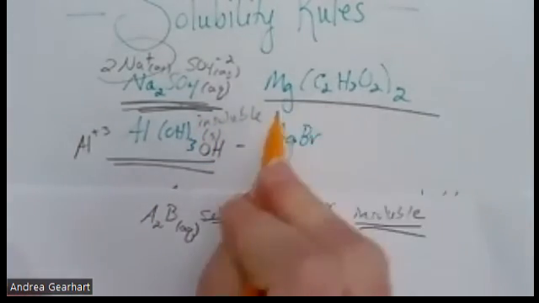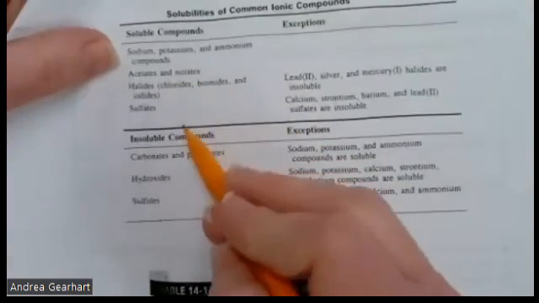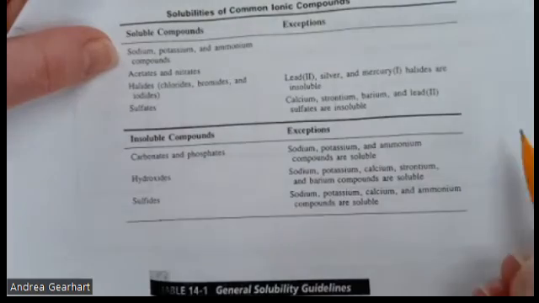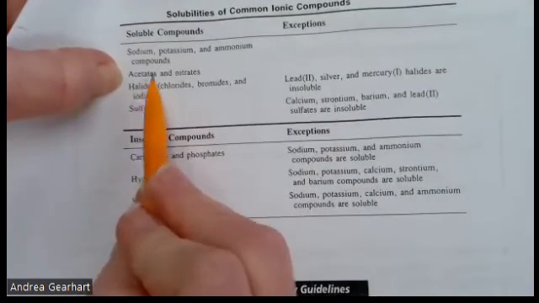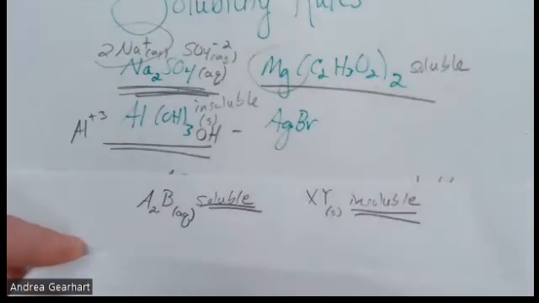All right, let's go to magnesium acetate. So I'll check magnesium, +2. Nope. Acetate. Oh, yeah. No exception. So soluble, would get an AQ.